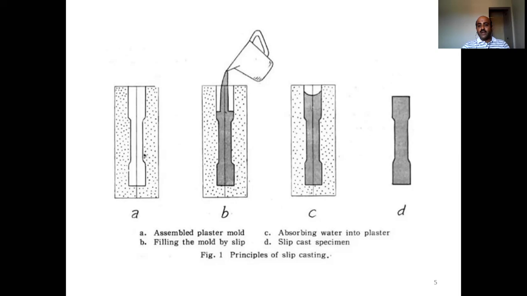Finally, you can see in this diagram the slip cast specimen. This is how you can produce the slip casting. You can use slip casting for producing different components.